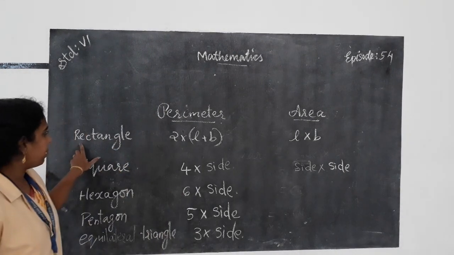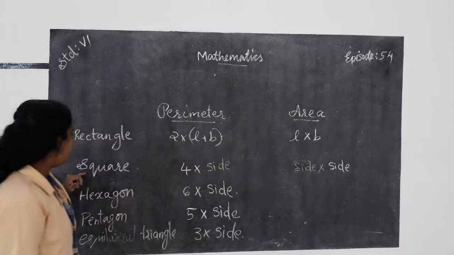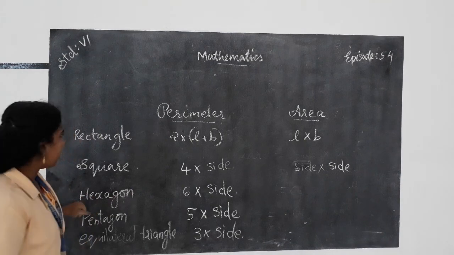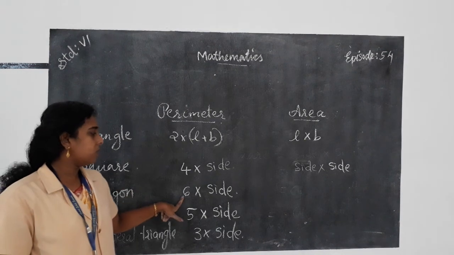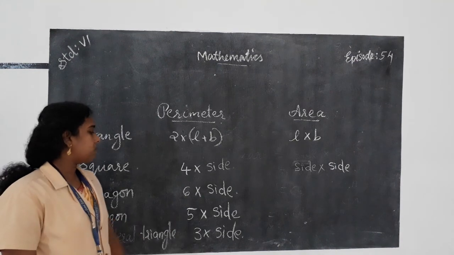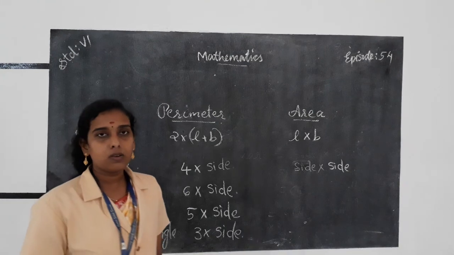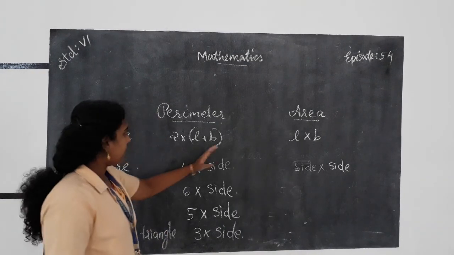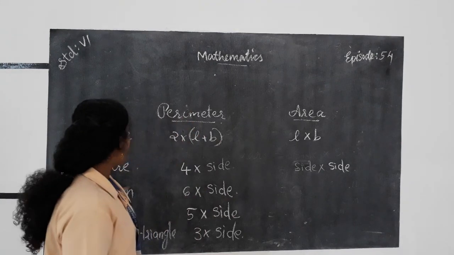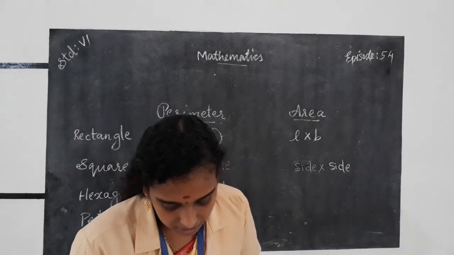So to find the perimeter of a rectangle, the equation is 2 into L plus B, and for a square, the perimeter is equal to 4 into side. The perimeter of a hexagon is equal to 6 into side, the perimeter of a pentagon is equal to 5 into side, and the equilateral triangle perimeter is equal to 3 into side. The area of a rectangle is equal to length into breadth, and the area of a square is equal to side into side. So these are the things that we discussed in this class.